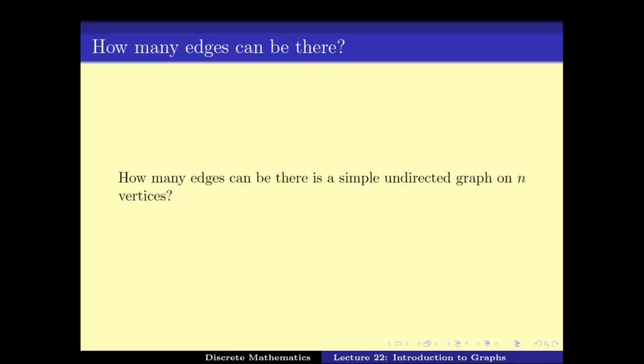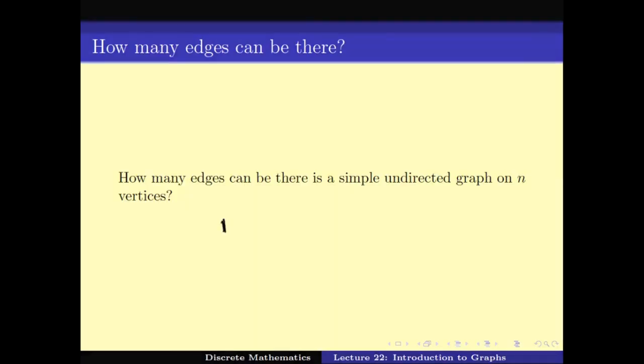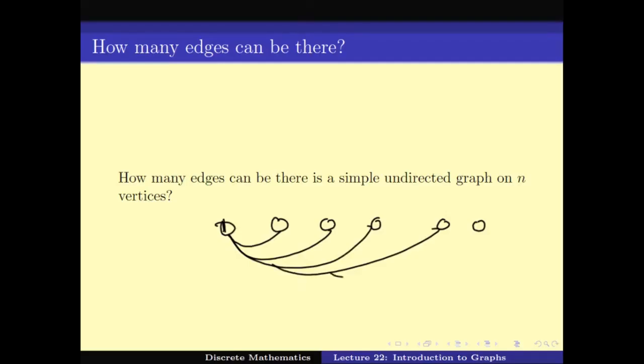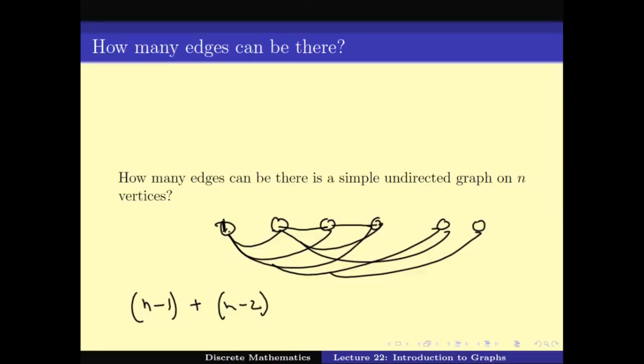Okay, so let's see. If I have n vertices, the first vertex can have edges to all of them, which is n minus 1. Plus, the second vertex already has an edge to the first one, so it can have edges to the rest, which is n minus 2. The third one can have edges to everything on its right, which is n minus 3. You keep on adding till the last vertex, which has an edge to just 1. So this equals n into n minus 1 by 2.